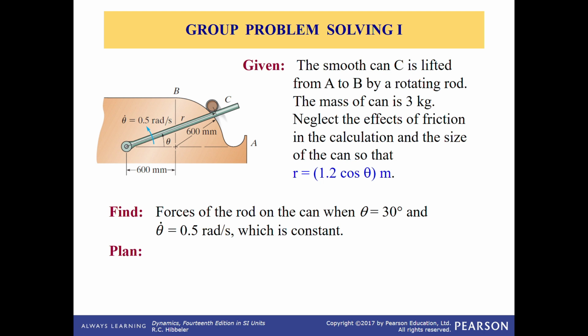Okay, you need to find the forces of the rod on the can when theta equal to 30 degree and theta dot equal to 0.5 radian per second, which is constant. So remember, when they say constant, it means that if you need to do another derivation, since this is constant, the second derivative of theta over dt will be 0.